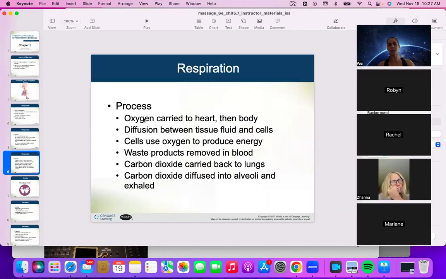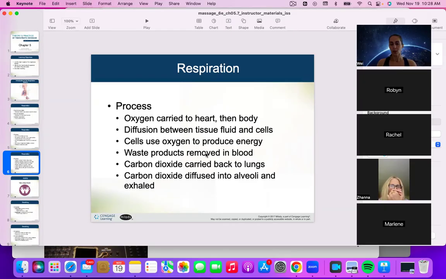So here the process is simple. Oxygen is carried to the heart, then to the body. Diffusion between the tissue and the cell happens. Cells use the oxygen that's been provided to produce energy. We know every cell is going to create metabolic waste, because it's a live thing. It takes in nutrients and it pours out toxins.